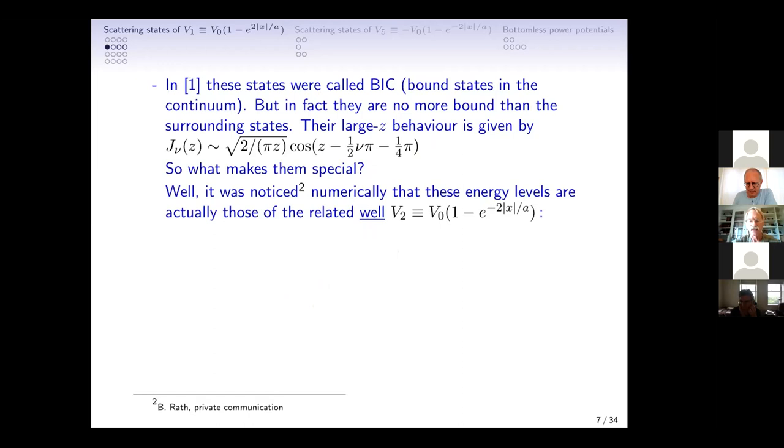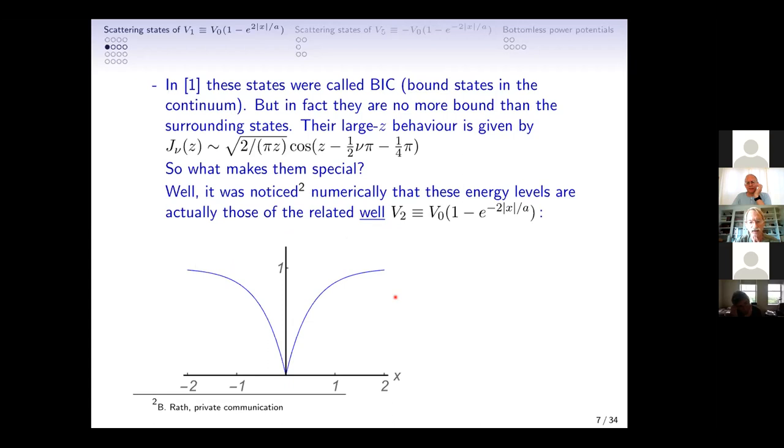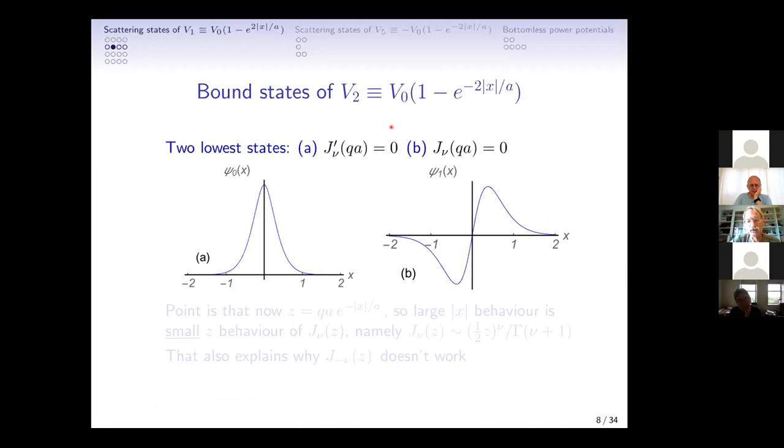Actually, they're energy levels of the related well, which is this one. This is another bit of the exponential potential. And he said, no, they're actually bound states of this potential. So let's have a look at that. That's the potential, which is related to V1 just by changing signs in the exponential. And the bound states of that potential are in fact given by like that.